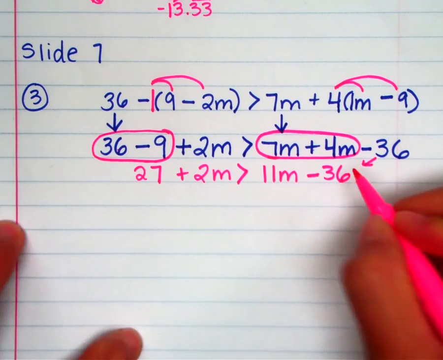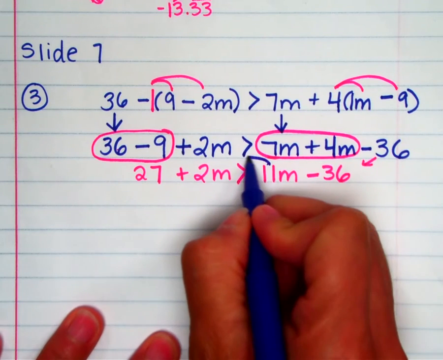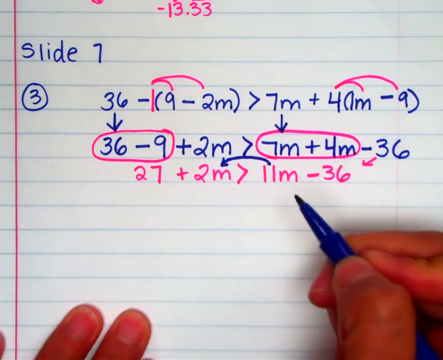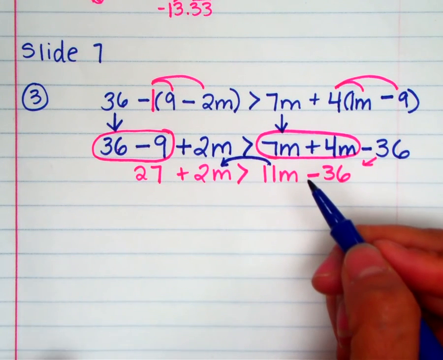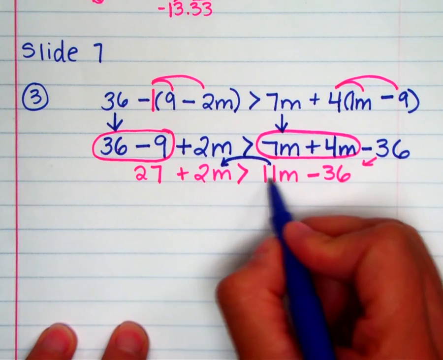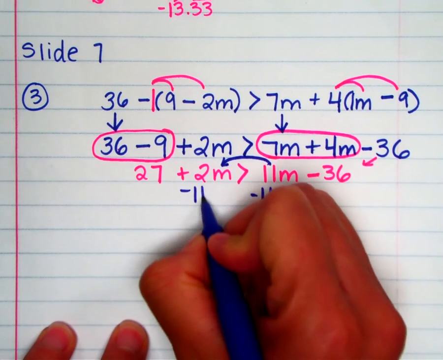Now that I'm done cleaning up my work, it's time to move my variables to one side and numbers to the other. When you're dealing with inequalities, I would practice moving your variables to the left because then you wouldn't have to worry about flipping your symbol in the end or rewriting your answer. So I'm going to move my 11m to the left by subtracting 11m from both sides. Subtract 11m.